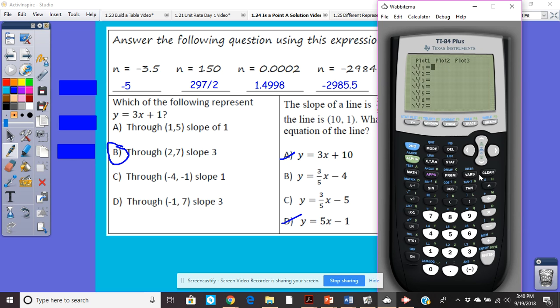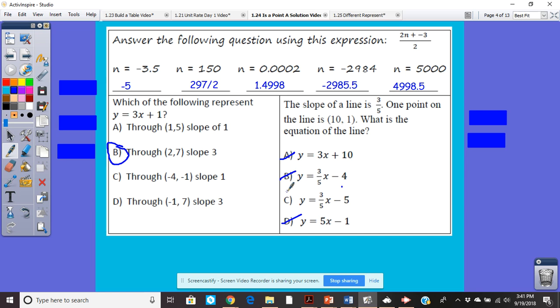So let's do y equals, let's do the 3/5 x minus 4. So 3/5 x minus 4. And then all I've got to do is go to trace. And so I need to enter a 10 because that's the x value. Well, here, if x is 10, y is 2. So I know that B is not the correct answer. So all I'm left with is C.